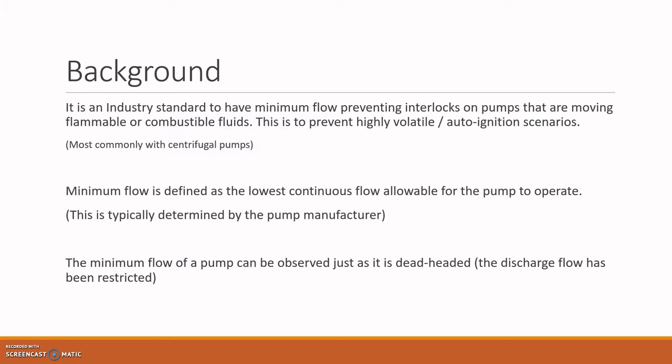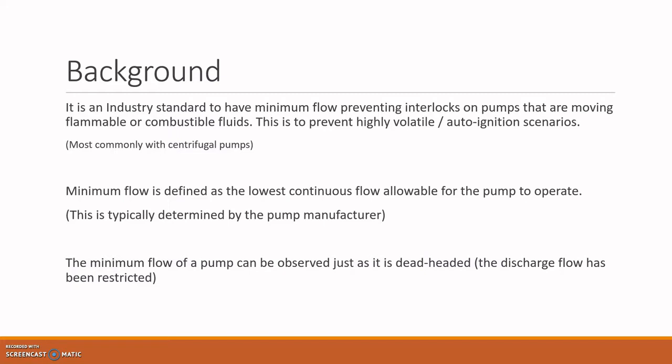A little bit of background before we get started: it's a common industry standard to have minimum flow protection. That's usually preventative interlocks on pumps that are moving flammable or combustible fluids. This is to prevent situations where we could have highly volatile or, in extreme cases, auto-ignition scenarios. This is most common with centrifugal pumps.